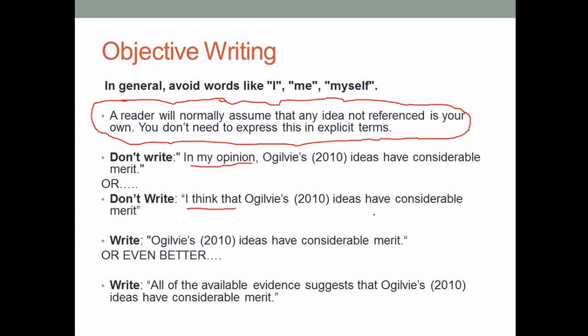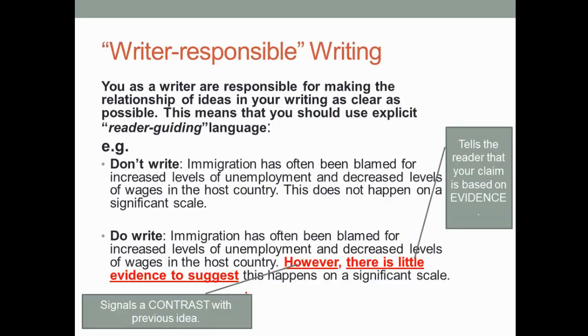Much, much better to do something like this: Ogilvy's ideas have considerable merit, or even better, all of the available evidence, again, you've based your claim on external evidence, suggests that Ogilvy's 2010 ideas have considerable merit. So again, good objective writing, the language reflecting the fact that you have based those claims on outside evidence.